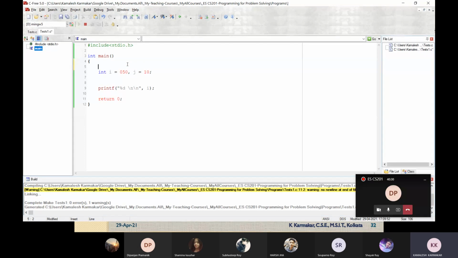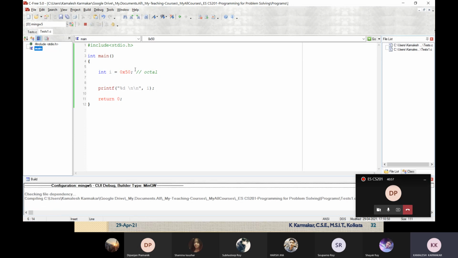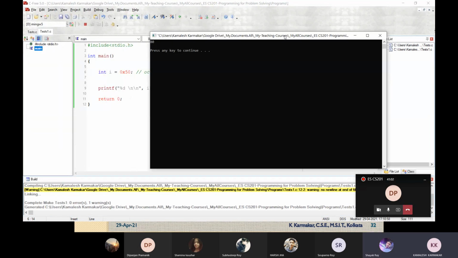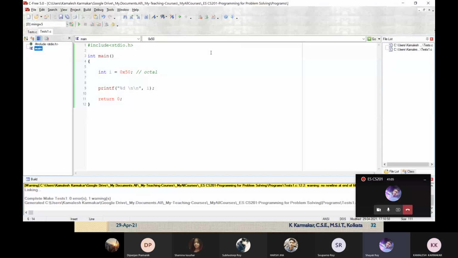You know octal representation? Yes, sir. Binary, hexadecimal, octal. So 050 is an octal number. I'm just writing it here. So it's an octal representation. If I write 0x50, small x, what does it mean? You can see the output. Sir, hexadecimal. It's a decimal.